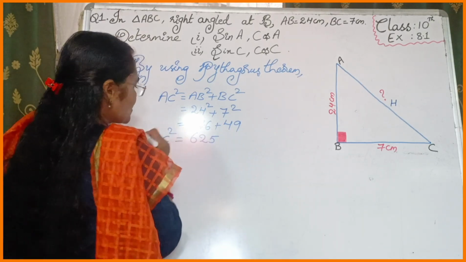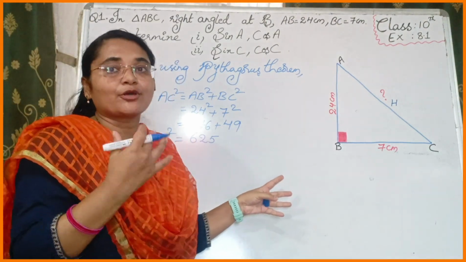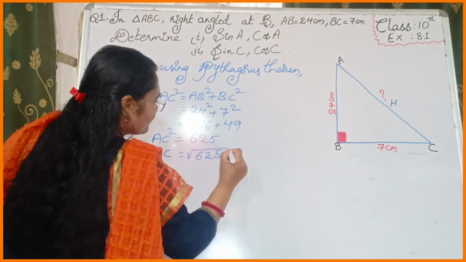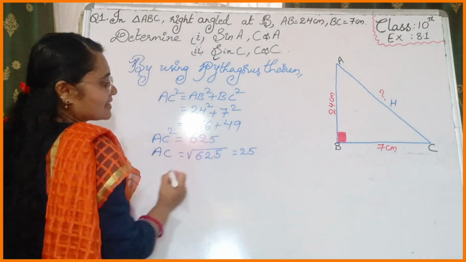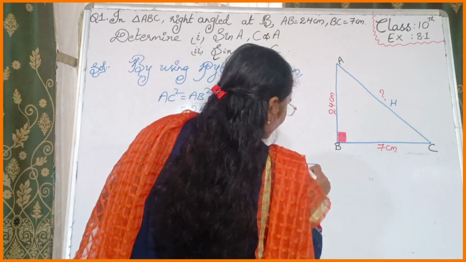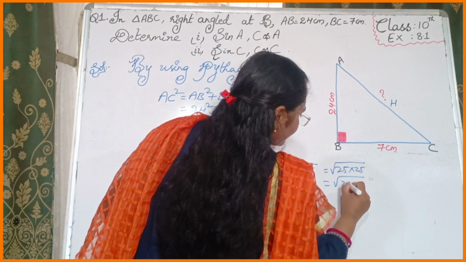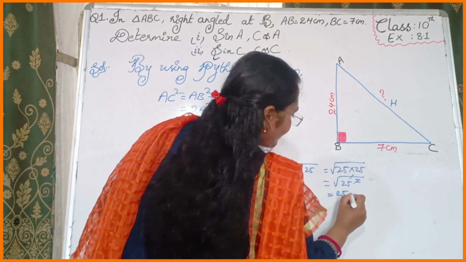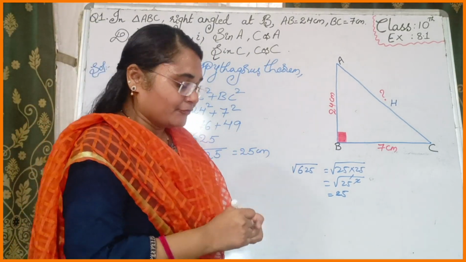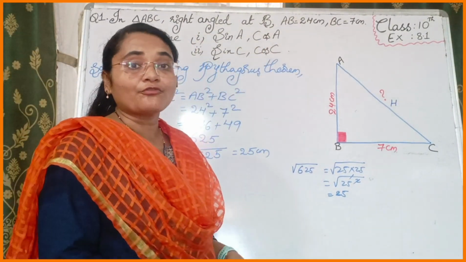That is nothing other than AC square. But we don't want AC square, we want AC, that is the hypotenuse. So I am going to take the square root. AC is equal to square root of 625, which is 25 centimeter. Root of 625 can be written as 25 into 25, 25 square. The square gets cancelled, and we get 25 as the answer. Understood, students? Now we will move on to the first part of the question, that is sin A and cos A, because now we know the value.